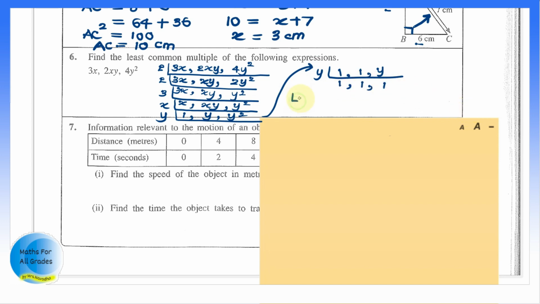To find the least common multiple, we multiply all these numbers and expressions. 2 times 2 times 3 times x times y times y. What is the answer? 2 times 2, 4, 4 times 3, 12. Here, xy squared. So this is the final answer.